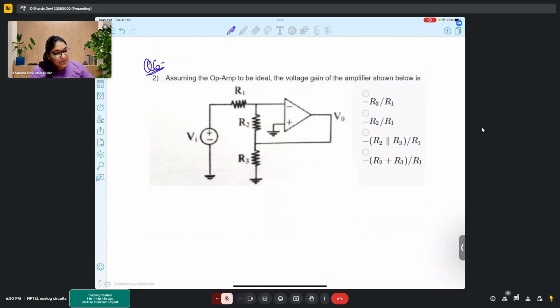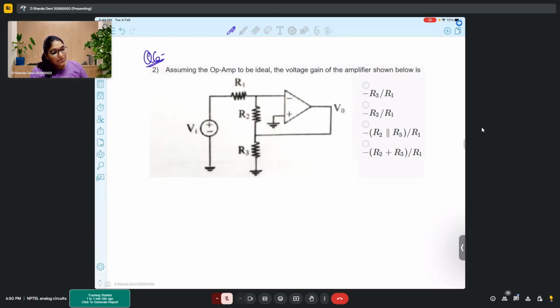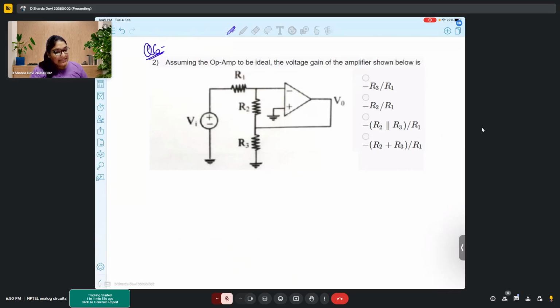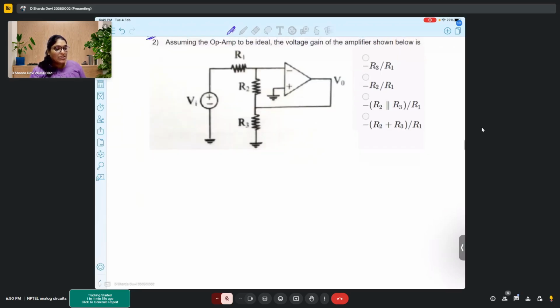Moving on to this next problem. Here, assuming the op-amp to be ideal, what would the voltage gain of the amplifier be? This circuit looks a little chaotic, right? From what we have observed previously, it appears like there is no feedback, or whether it is positive feedback or negative feedback. So let's simplify this circuit and draw it in a way that we understand and have observed till now, right?